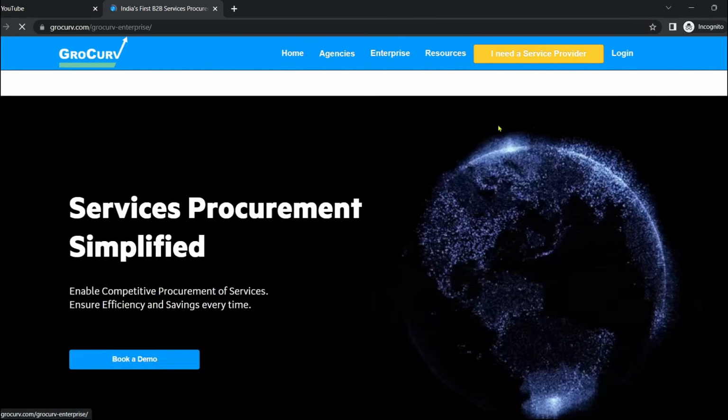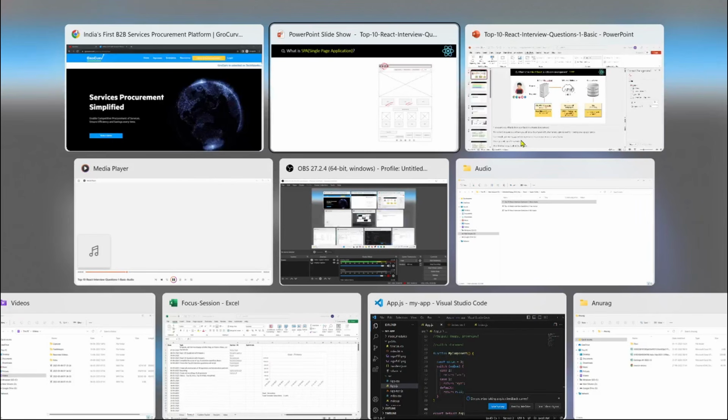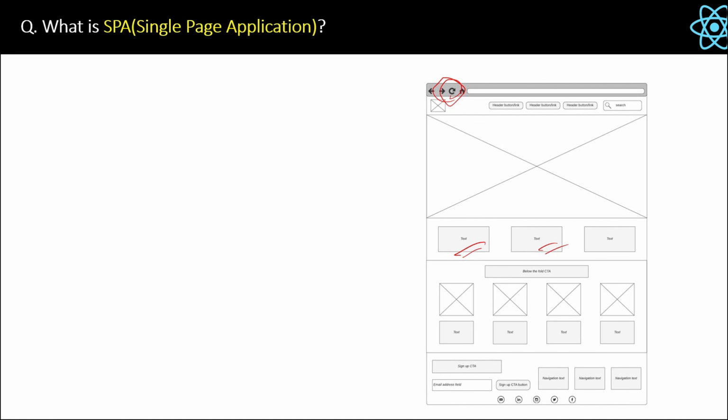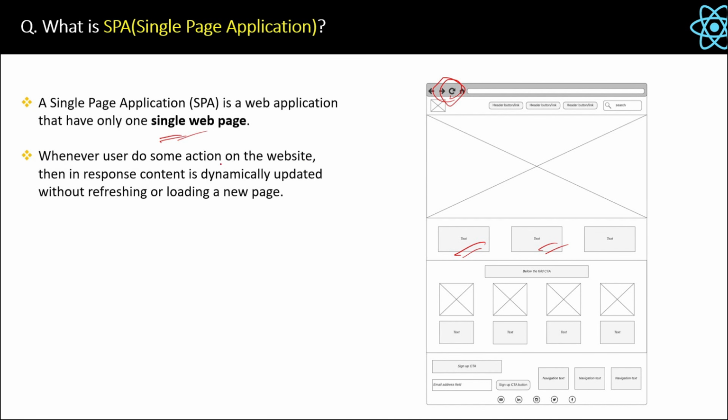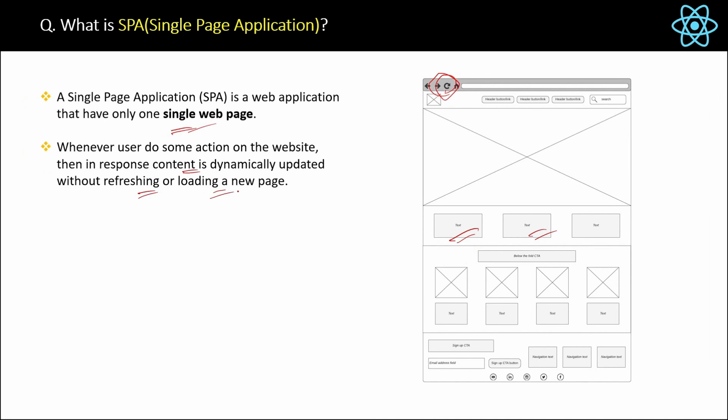So now let's conclude some points about single page application back in the slides. A single page application is a web application that has only one single web page, okay? When the user does some action on the website, in response, content will be dynamically updated without refreshing or loading a new page. So that is the single page application, and that is the answer to this question.